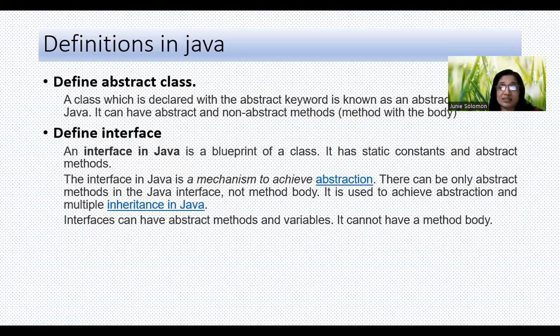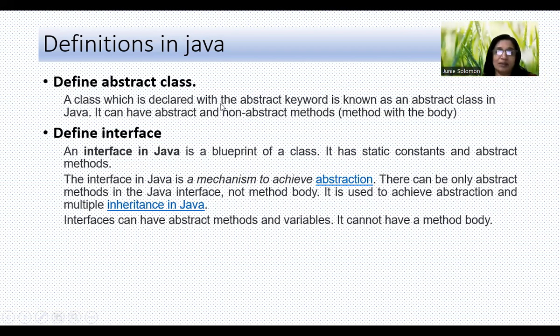There are some functions where we cannot write the body. We have to give some rules and regulations, but we should not write the body of the functions. The body will be written by the subclass. In that case, we go for an abstract class. So that is called an abstract class.